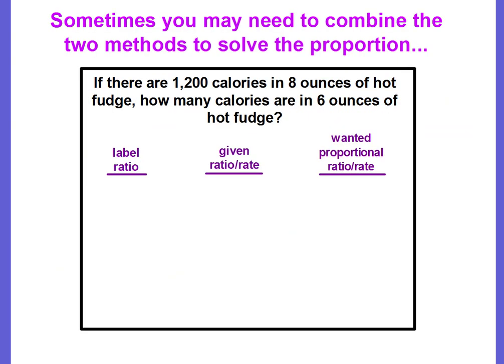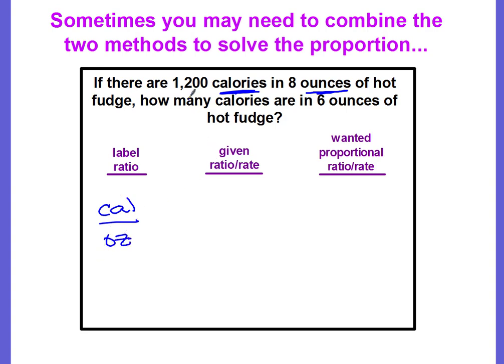Sometimes you're going to have to combine the two methods to solve a proportion. If there are 1,200 calories in 8 ounces of hot fudge, how many calories are in 6 ounces of hot fudge? So we're comparing calories to ounces of hot fudge. So that's our label ratio. Calories, and I'm just going to put cal, to ounces.